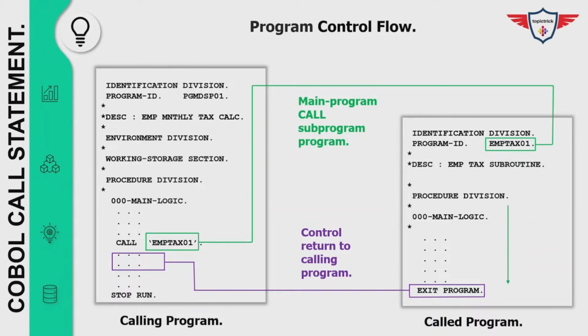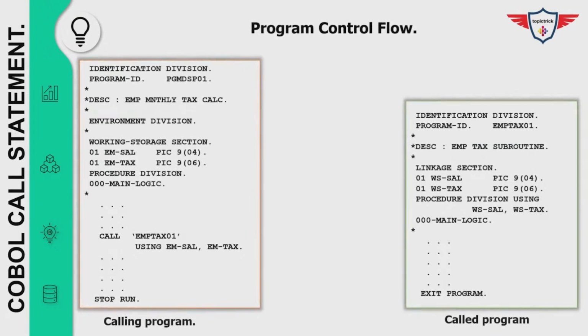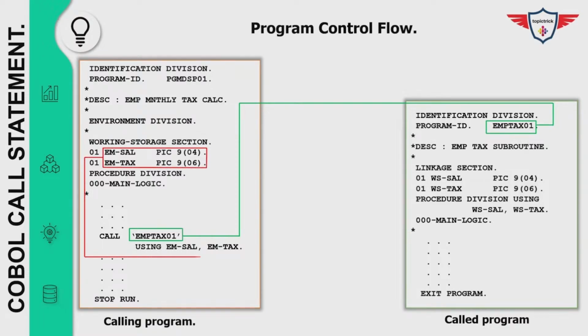Now let's look at the second example where we would be sending data from the main program to the subprogram. So in this example, again we have two programs. First one is a main program and second one is a subprogram. And if you look at the main program, we have a working storage section where we have defined two variables. First one is salary and second one is tax. So we would be sending salary to the subprogram. The subprogram calculates the tax and returns the value to the main program.